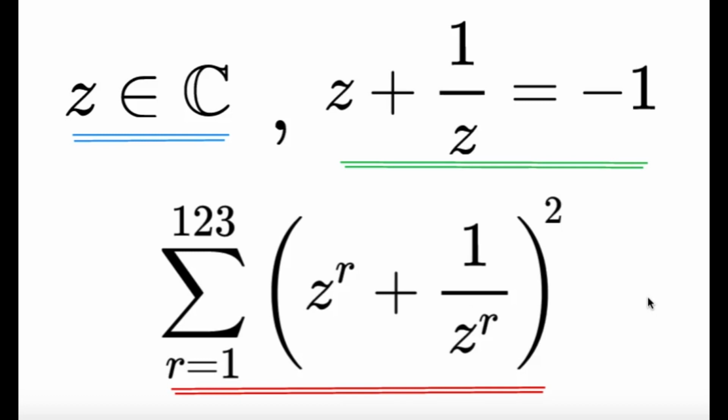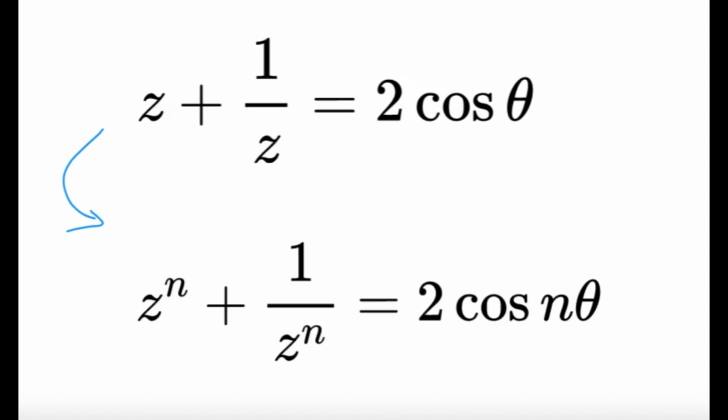Now, this question might be challenging for the students who actually took the exam. But all you have to do is use a neat trick, and that is to remember the fact that if I can express z plus 1 over z as 2 cosine theta for some angle theta, then z raised to n plus 1 over z raised to n is equal to 2 cosine n theta. The proof of this is not that elementary, but it is simply via De Moivre's theorem on complex numbers.